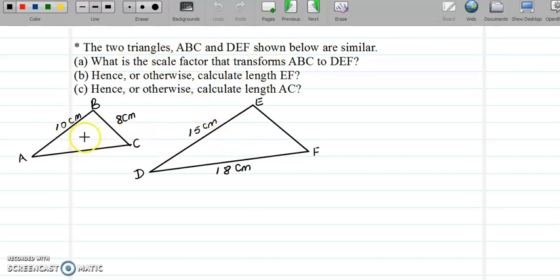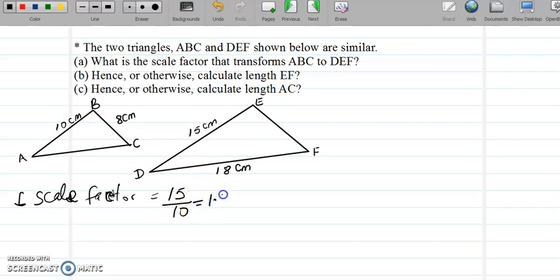For me to find the scale factor that transfers this small shape to the large shape, I will use the known sides. AB is known, DE is known. So I'll use the known side, dividing the enlargement by the small one. So the scale factor gives us 15 divided by 10, which is 1.5. So 1.5 is our scale factor.